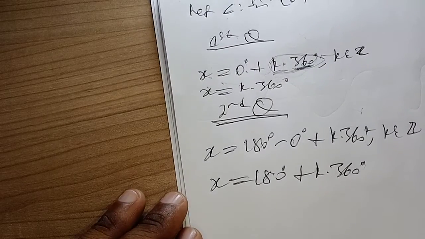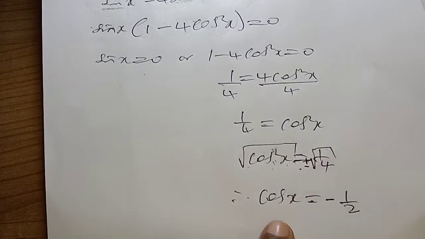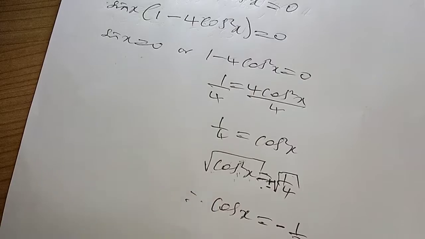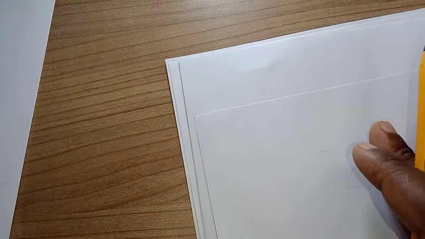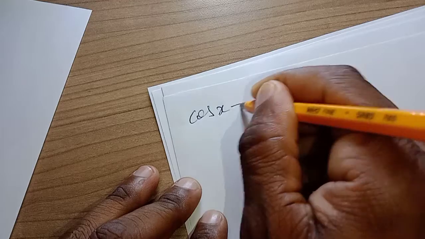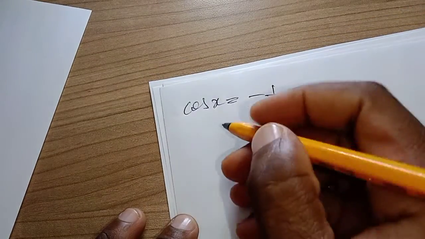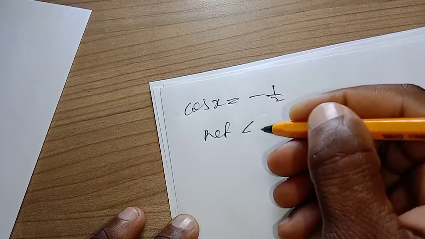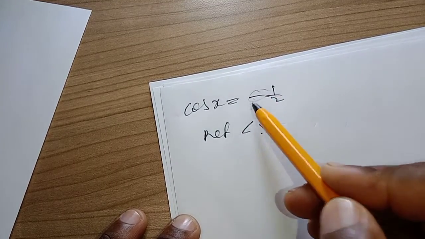Okay, then let's go to this one. Let's try this one. If we are having cos x there equal to -1/2, okay, then again we start with the reference angle. With the reference angle we ignore the sign. Okay, this sign tells us about the quadrant.